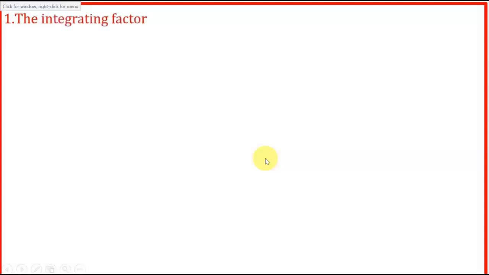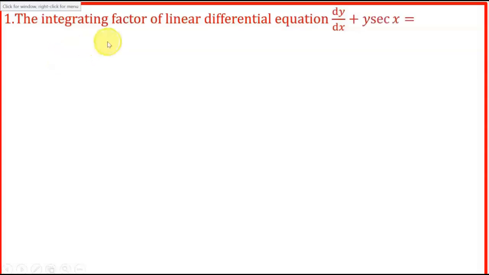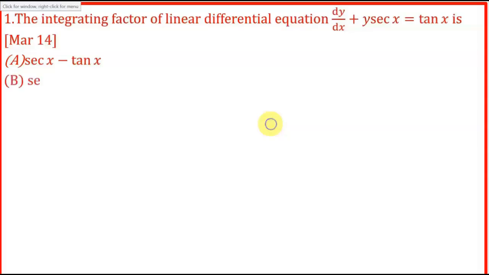Now the first question, multiple choice question. The integrating factor of the linear differential equation dy by dx plus y into sec x is equal to tan x is: first option, sec x minus tan x; b, sec x into tan x; c, sec x plus tan x; and d, sec x into cot x. Now we'll see the solution.